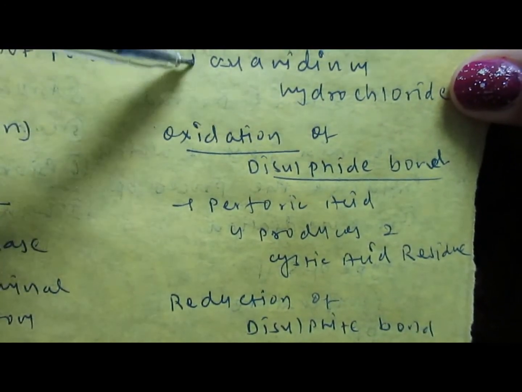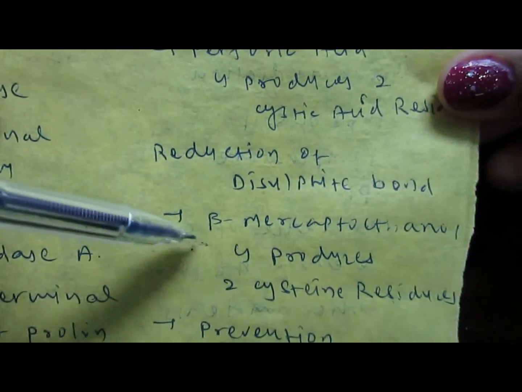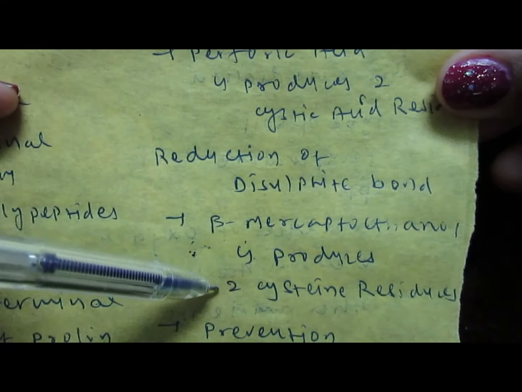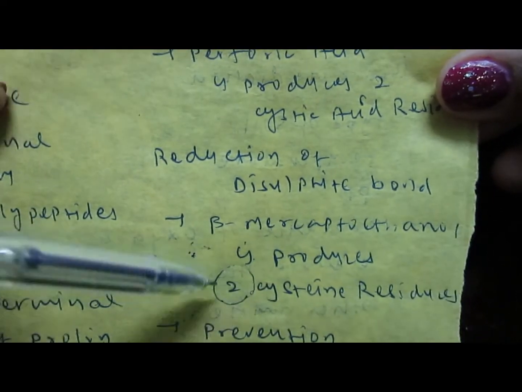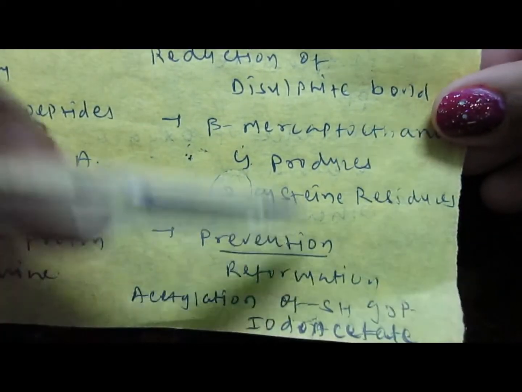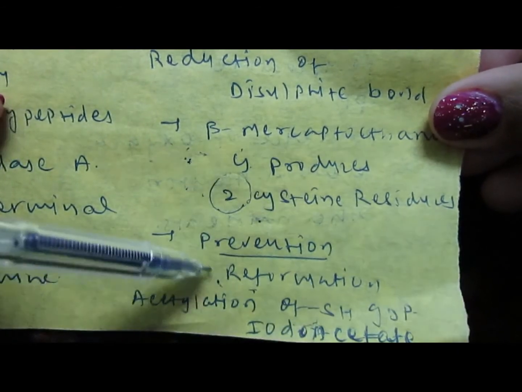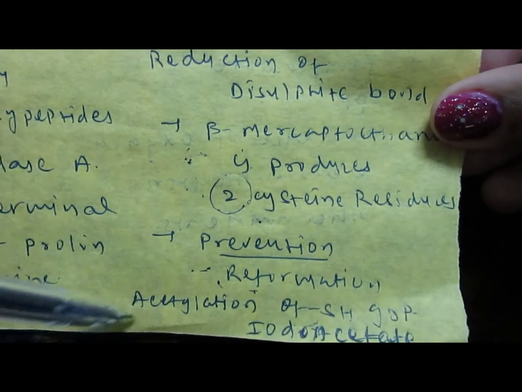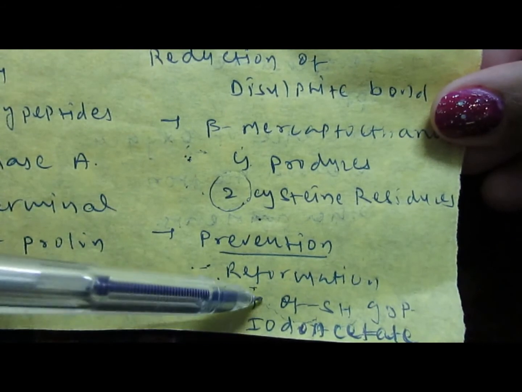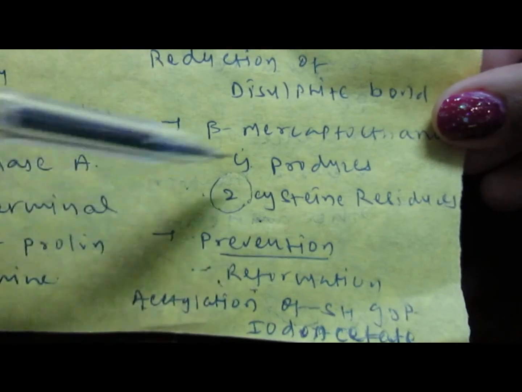Then reduction of the disulfide bond is carried out via beta mercaptoethanol, and the second chemical, which I forgot to mention, is dithiothreitol. It produces two cysteine residues. But there are chances that the thiol groups, that is the SH groups, present in cysteic acid as well as cysteine residues can again reform the disulfide bond. So to avoid this problem, alkylation of these free SH groups can be carried out in the presence of the chemical iodoacetate. In this way we can prevent reformation of the disulfide bond.